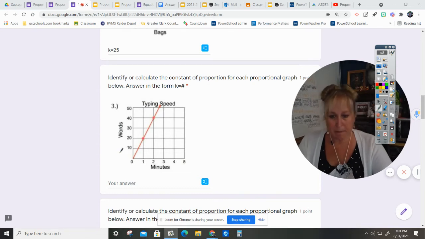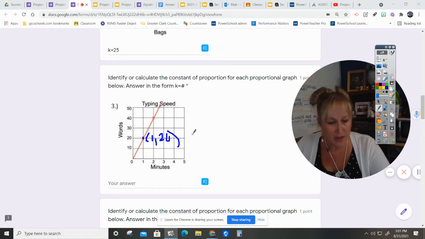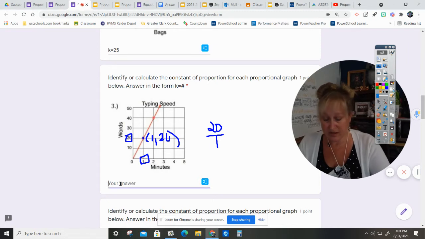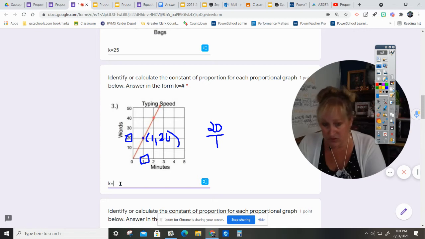Okay, this one may be a little bit more difficult. This point that they've given me is 1, 20. Okay, that means that I am dividing 20 by 1. Divide 20 by 1. And my answer will be, typed correctly, k, which is our constant of proportionality, equals 20.